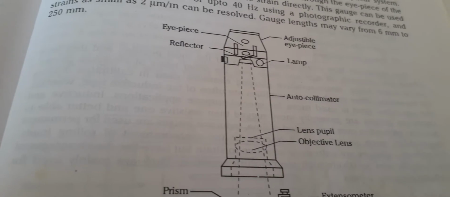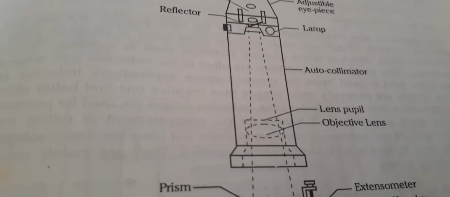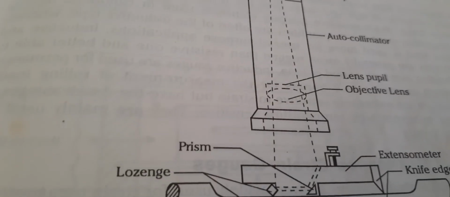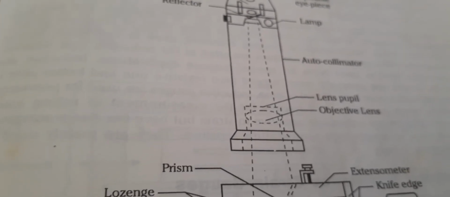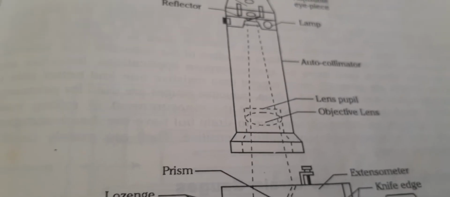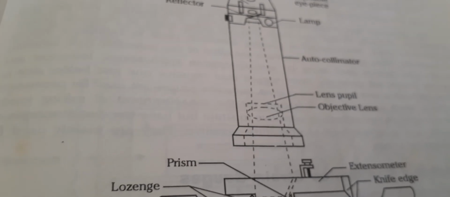The relative movement of the reflected light is viewed through the eyepiece of the autocollimator, and you can view the whole process through it. The eyepiece is calibrated to measure the strain directly. This gauge can be used for dynamic measurements up to 40 Hz using a photographic recorder, and strain as small as 2 micrometer per meter can be resolved. Gauge lengths may vary from 6 mm to 250 mm.